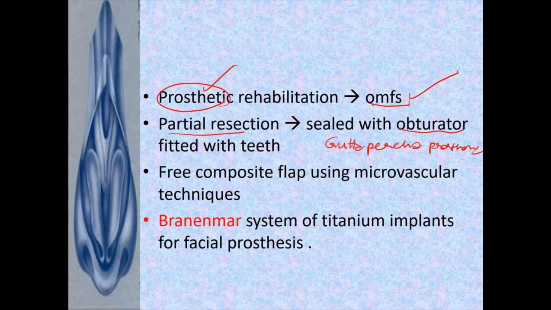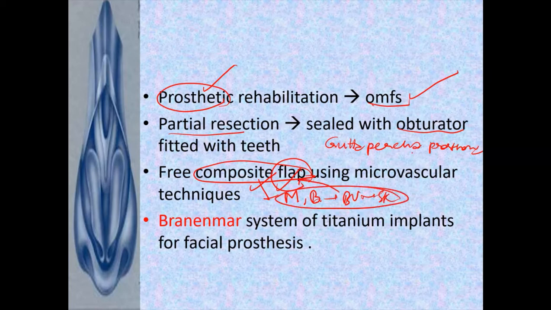Otherwise, you can go for composite flaps. A composite flap involves a muscle and a bone, and it can involve the blood vessel and related skin. So all these things are involved. You can put it there to close the defect. When you remove part of the maxilla, like in a maxillectomy, you have to close it with some technique, whether it is a prosthesis or real body parts.